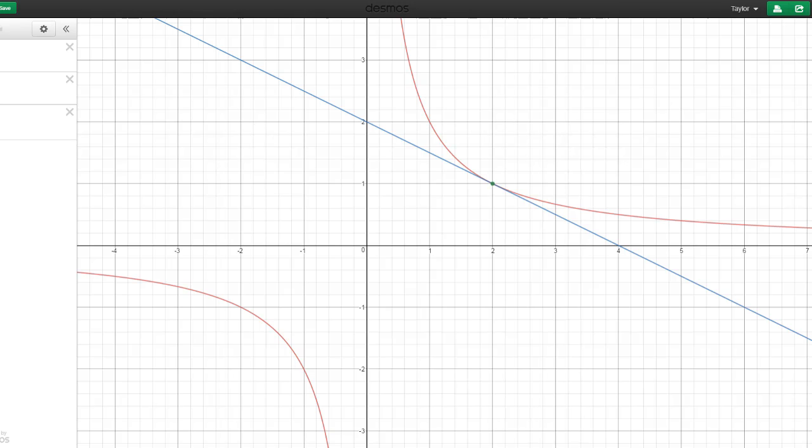Now we only needed the x value to find the specific slope. So we plugged in a 2 for, I guess it was actually a t value. We plugged in a 2 for t. We got the slope. Then we used the point slope form to write the equation of the tangent line we were looking for. That's the equation of this blue line right here.